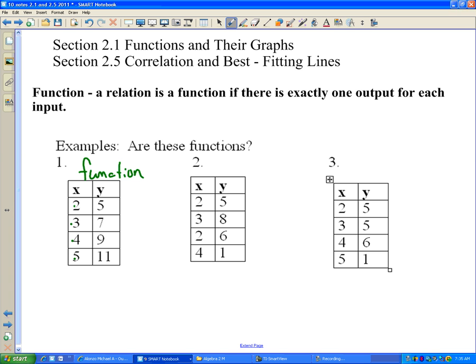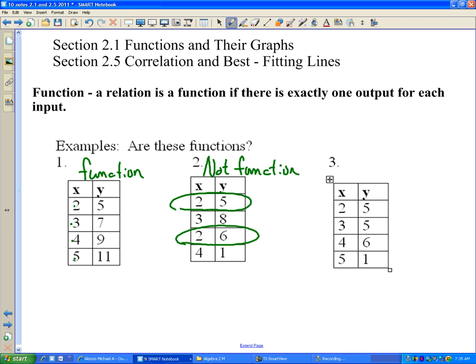A relation is the most generic form of putting together numbers in pairs. A function means for every x, there's only one y. If I look at number 2, I have x of 2 going to 5, and x of 2 going to 6. 2 is going to 2 different places, and since 2 is going to 2 different places, this is not a function. Now, just like number 1, it is a relation because all of these are relations, but number 2 is not a function.